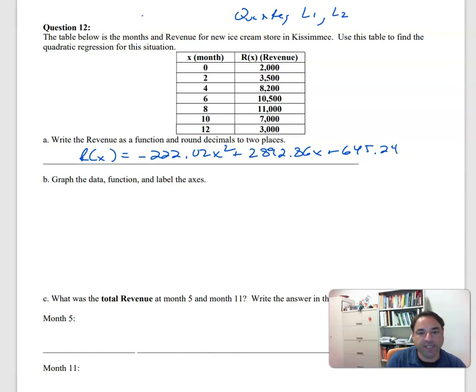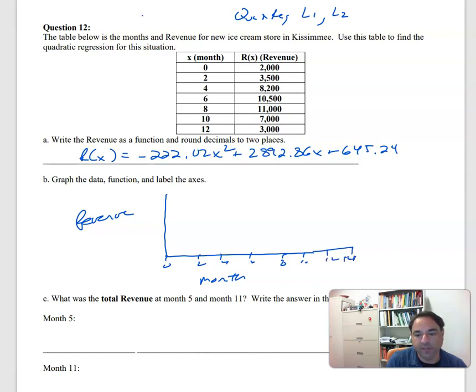Okay, then it says graph the data function and label the axis. Well, this just helps us understand what's going on. So the x-axis is going to be our months, and our y-axis is going to be our revenue. We go from 0 to 12, so 0, 2, 4, 6, 8, 10, 12, maybe go to 14, a little bit beyond. And then looking at the revenue, the highest is about 11,000.